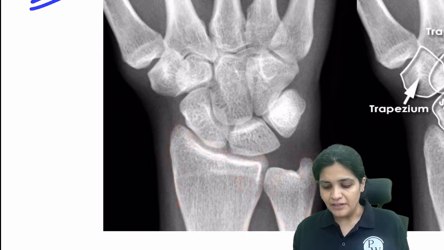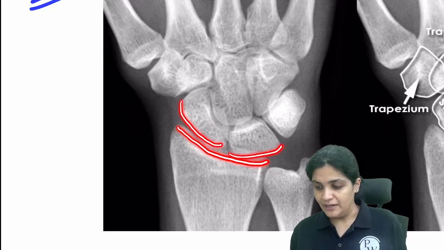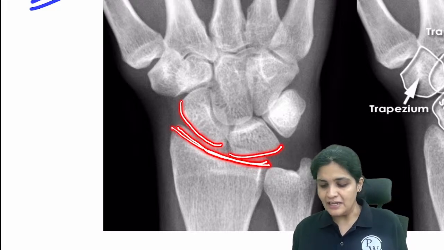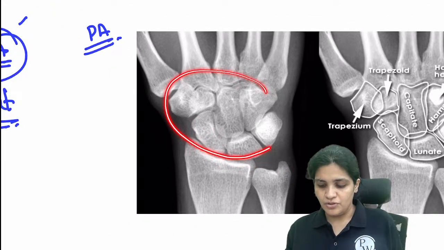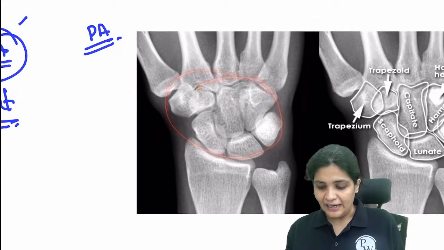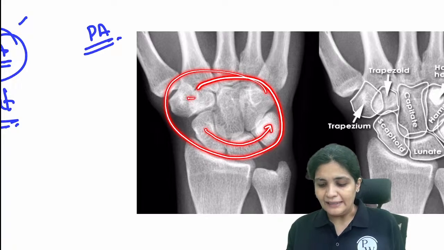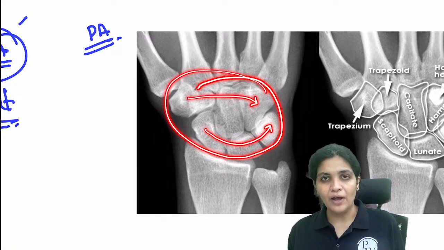So you're talking about the distal radius articulation with the scaphoid and the lunate. So this is the distal radius with the scaphoid and the lunate. And then these are your carpal bones, which are arranged in the proximal row and the distal row. So proximal row and the distal row.